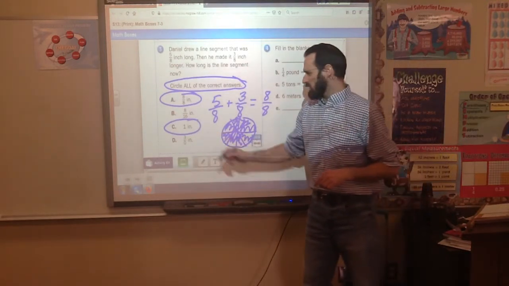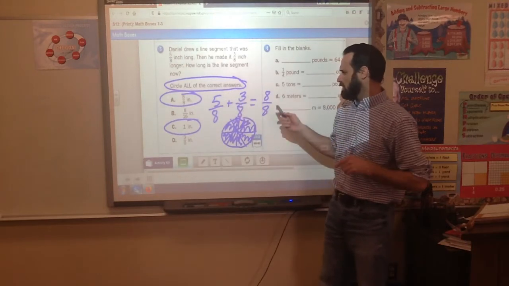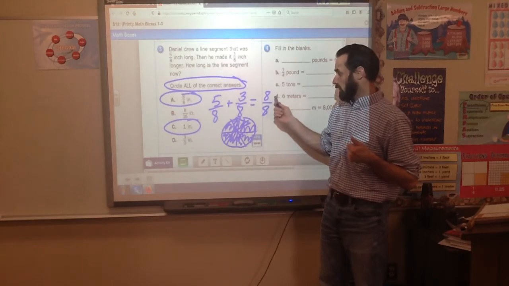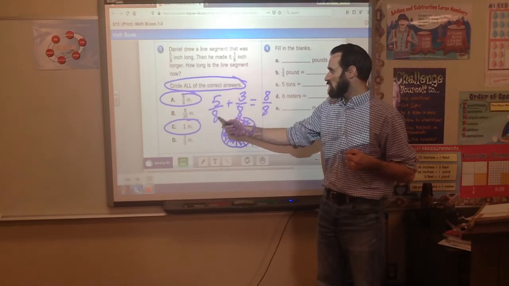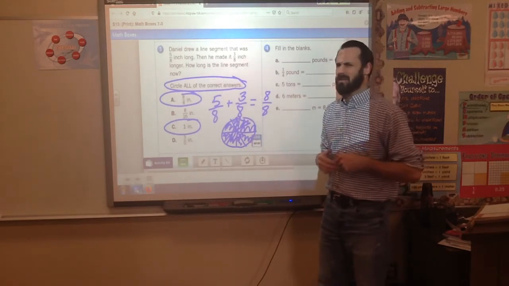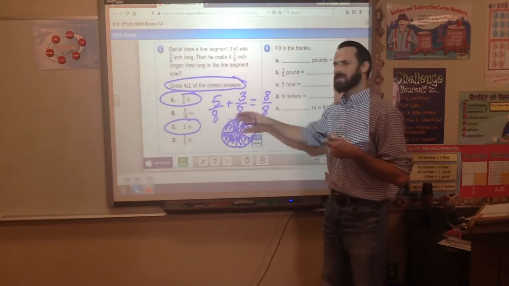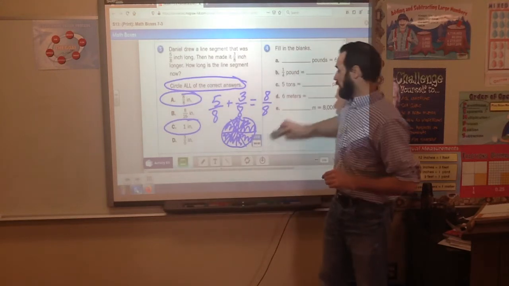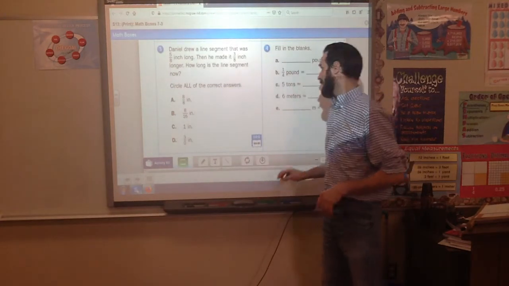This 3 over 0, they subtracted. Not only did they subtract, 5 minus 3 would get you 2. I don't even know what they did here. 8 minus 5 maybe. But if you subtracted, they also subtracted their denominators. And you don't subtract denominators. It stays the same all the way through as long as they're the same number. So I don't know what was going on in letter D, but that is not a great answer.